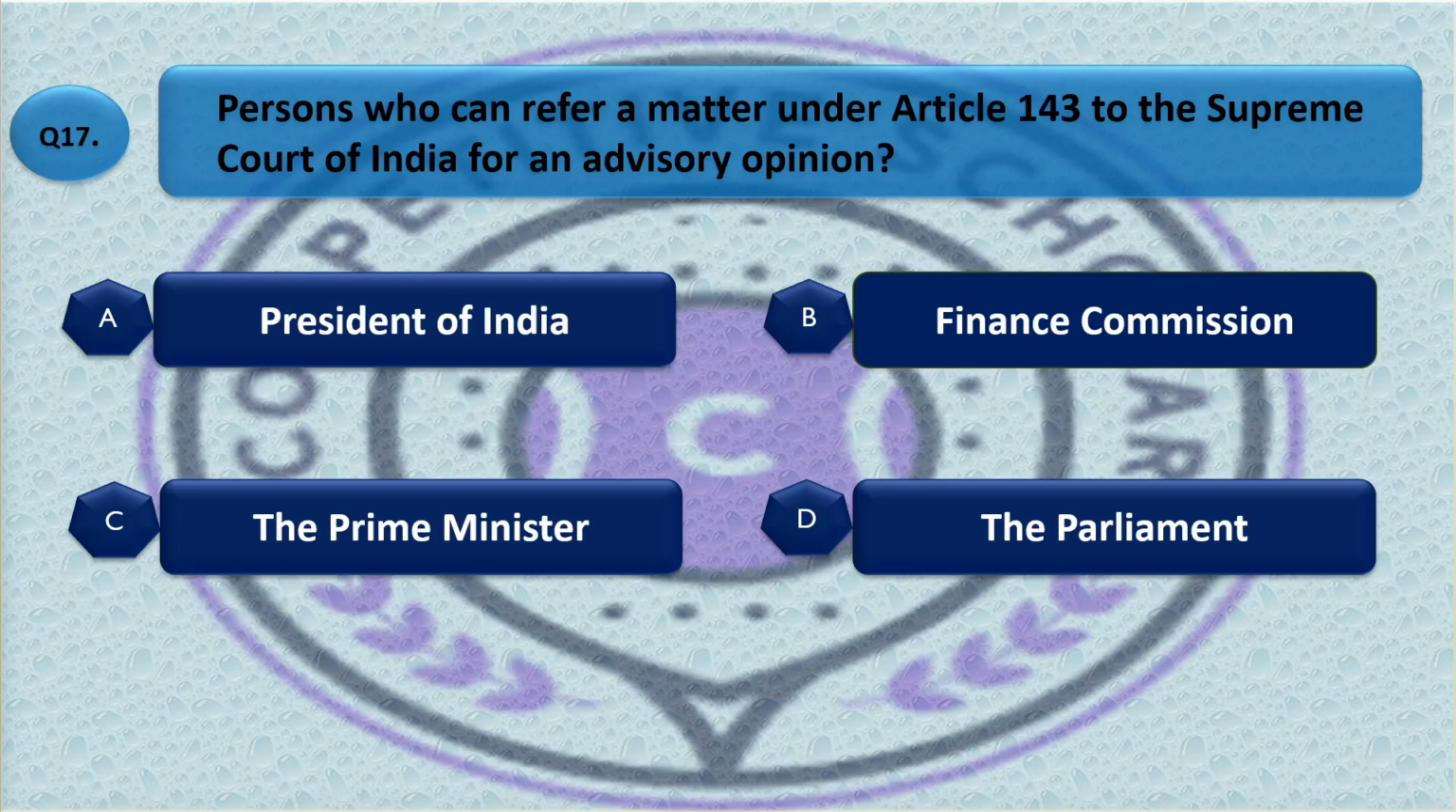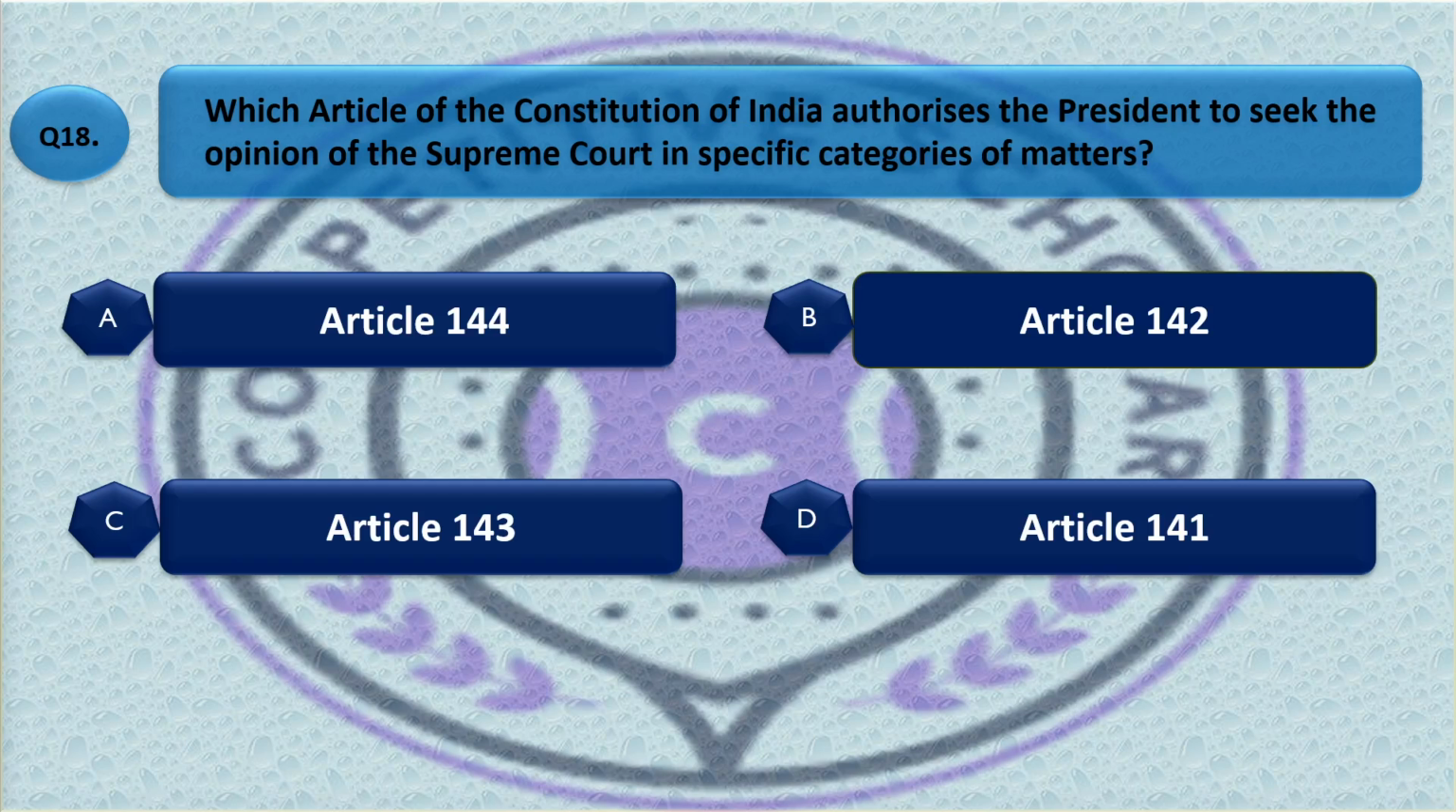Next, question number 17. Persons who can refer a matter under Article 143 to the Supreme Court of India for an advisory opinion. So option A, President of India. Option B, Finance Commission. Option C, the Prime Minister. And option D, the Parliament. Answer is option A, President of India. You people can pause the video and try your answer on your own and then come back to the video to check the answer. It will be beneficial for you to revise your knowledge.